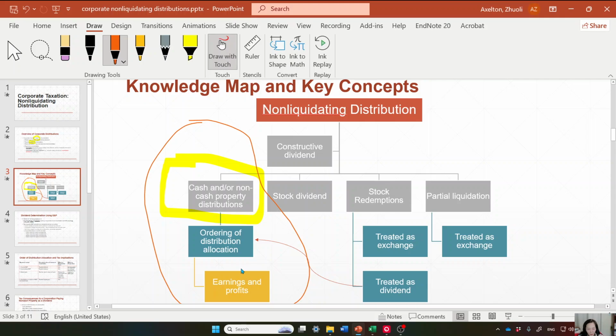A lot of times, in the scenario given in the question, the earnings and profits are already given. Really, the focus is the characterization of the distribution allocation. Those rules will apply, no matter whether you're in stock redemptions or partial liquidations, as long as it's treated as a normal distribution, the similar ordering of distribution allocation will apply. So again, the key is really right here. Earnings and profits is something just for your reading and for your information.